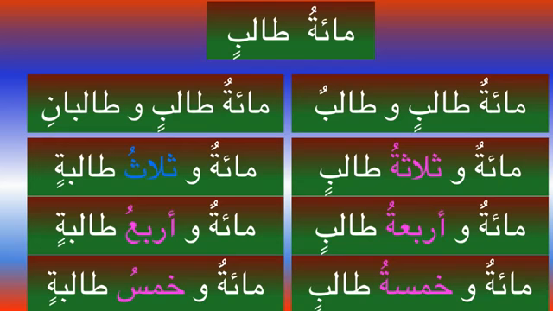So what we need to understand is that mi'atun will remain the same for talibin and talibatin, mudhakkar and muannas. Any number after mi'atin, like thalathatu, arba'atu, will have its own effect. That means a mudhakkar will have a muannas number and a muannas will have a mudhakkar number. This we need to remember inshallah.